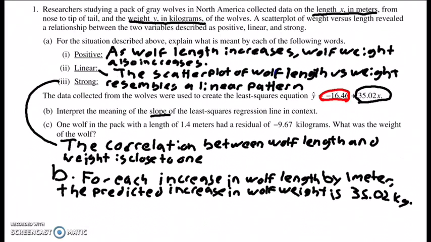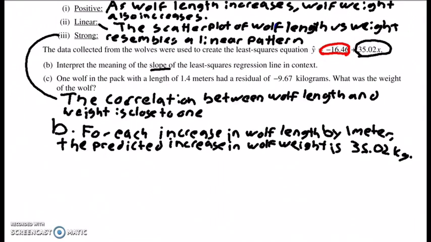And moving on, the last part of the problem says one wolf in the pack with a length of 1.4 meters has a residual of negative 9.67 kilograms. What was the weight of the wolf? So to solve this problem, we just start with the equation for residuals, which is y minus y hat. And this is going to equal the negative 9.67 as was stated. So we start by solving for y hat, so we just plug it back into the least squares regression equation.